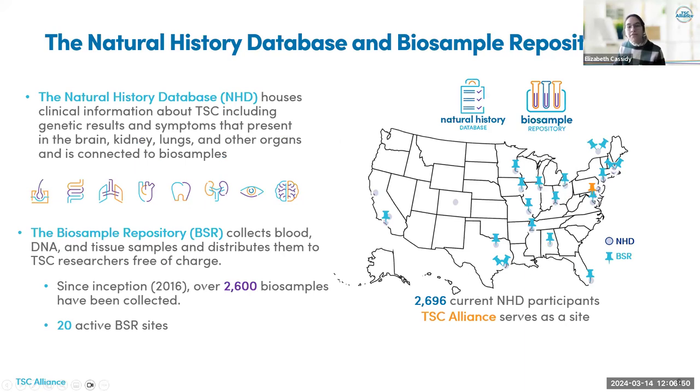So one of the several research initiatives that we have going on at the TSC Alliance is the TSC Natural History Database and Biosample Repository. The database was initiated in 2006 from a federally funded research grant awarded to a TSC clinician in Texas in collaboration with the TSC Alliance. Its main focus is to capture the natural history of an individual with TSC over time through clinical information in the medical record, updated annually with those database variables.